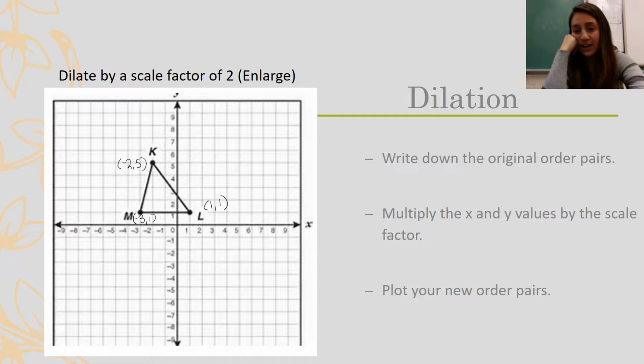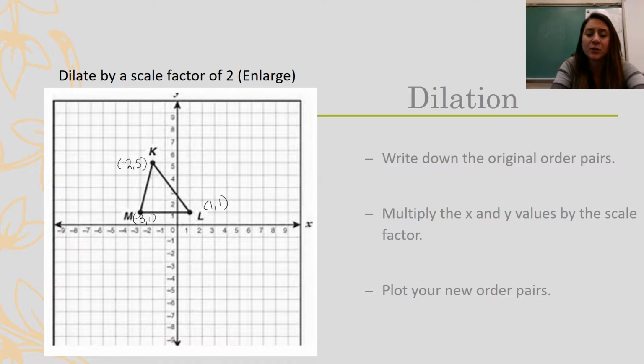Alright, so what we're going to work on now is our 3rd type of transformation. It's called a dilation, and with the dilation they give you a scale factor. Now, our scale factor can tell us if our shape is going to get larger or smaller. If the scale factor is bigger than 1, we know our image is going to expand. If the scale factor is smaller than 1, like a fraction, it's going to shrink.